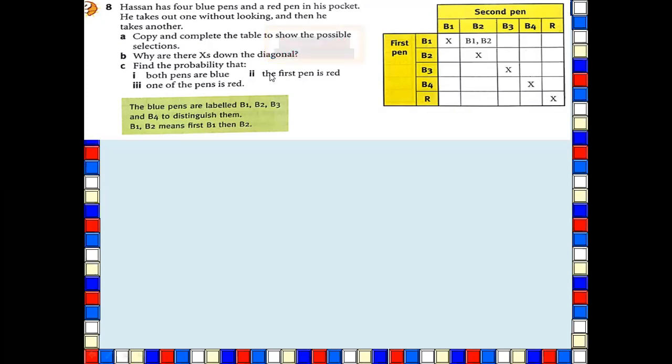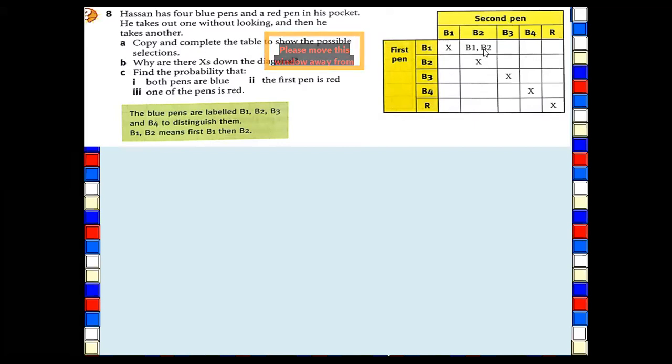Yes, Tala. So there's B under the X, B2 B1. Look, we put two options. Why two options? Because he is choosing from the pens one, then another one. So he's gonna choose two pens. So that's why we put here the first pen blue. Since he has many blue pens, we just differentiate between them by putting blue number one, blue number two, blue number three, and blue number four.